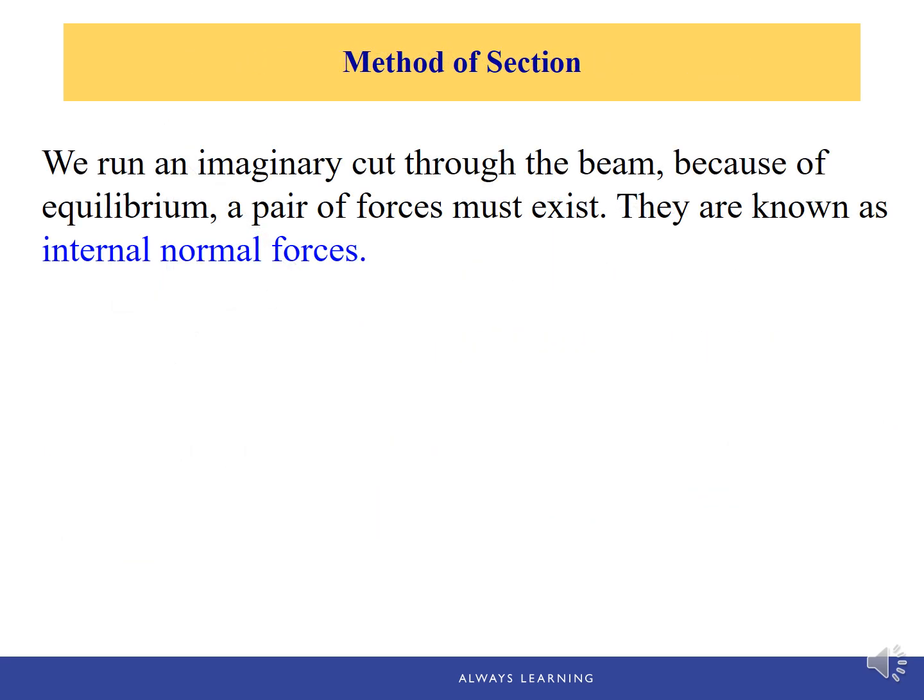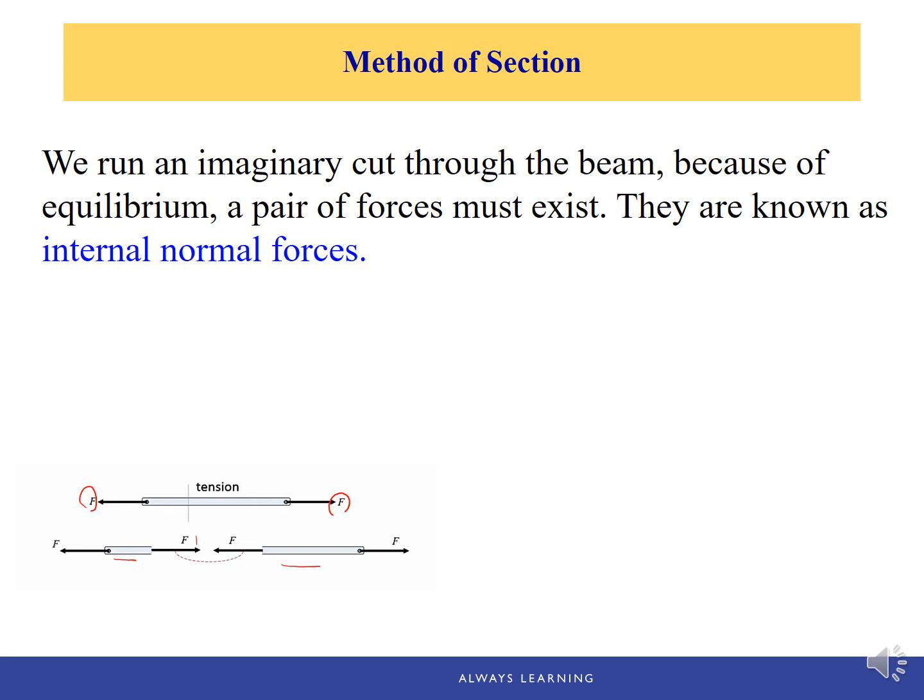In comparison, let's also take a look at the method of sections. For the method of sections, if this member is in tension and we're looking for the force F, we run an imaginary cut through the beam. Now we expose the internal force as external. If this member is in equilibrium, then any segment from the member is in equilibrium.